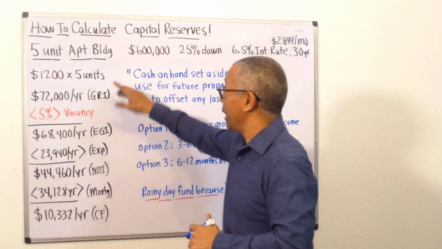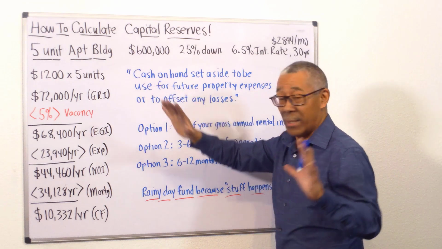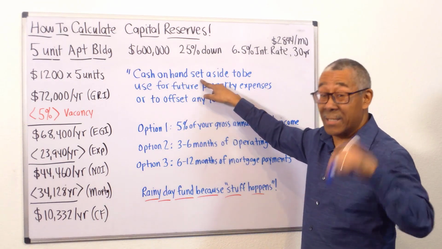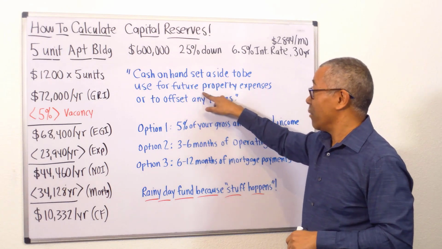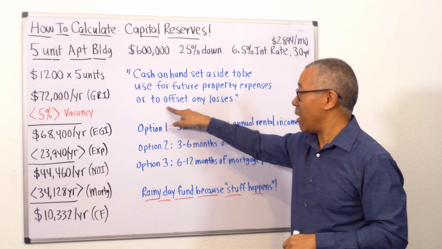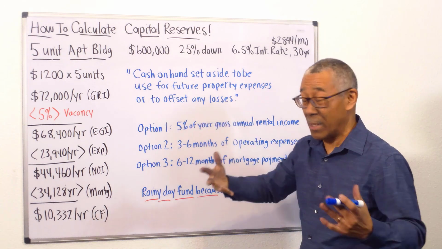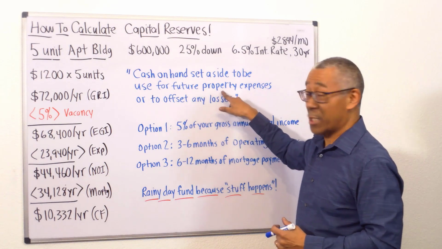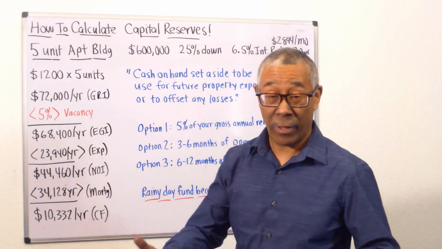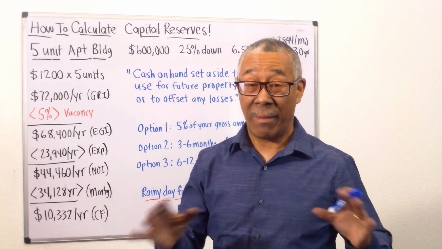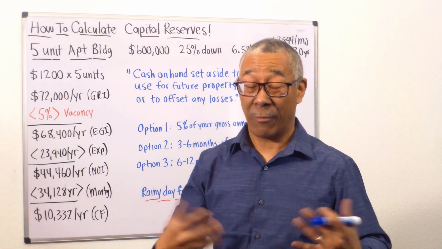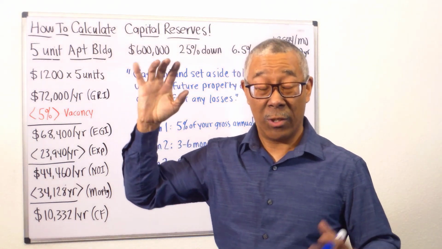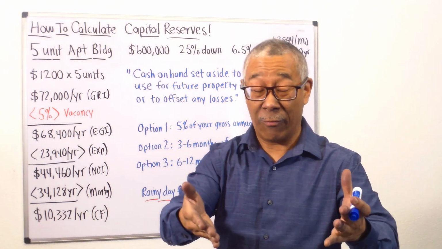Okay? All right. So capital reserves, this is my definition: cash on hand set aside to be used for future property expenses or to offset any losses. Here's what I mean by that, okay? Cash on hand set aside to be used for future property expenses. Let's say that you know, for example, that the roof is probably not in good shape, and in about 4 or 5 years you're going to replace it. So this capital reserves fund needs to be built up, so when you have to replace your roof, you have the money for it, okay?